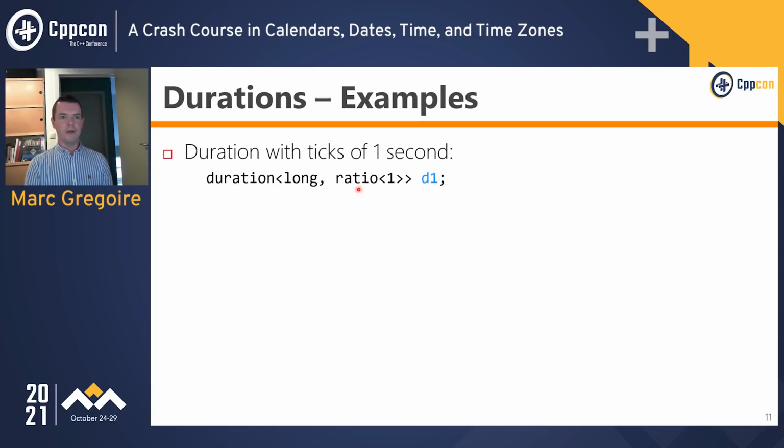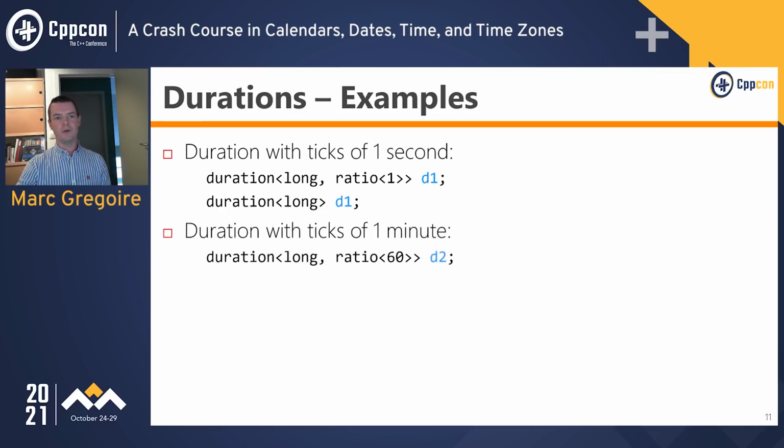Let's have a look at an example. Here I'm defining D1, and it is a duration with a tick period of 1 second. So I'm specifying ratio 1 here. And the number of ticks is stored as an integral value of type int. 1 second is the default for the duration, so you can just omit it and write it more shortly like this.